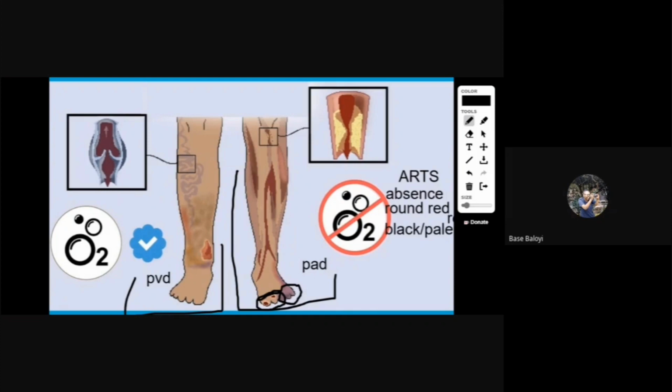What I wanted to say again is that you must not confuse neuropathy from a diabetic patient with your peripheral artery disease, because number one, you don't get this round red sore. So those are the kind of things that you must look out for, right?